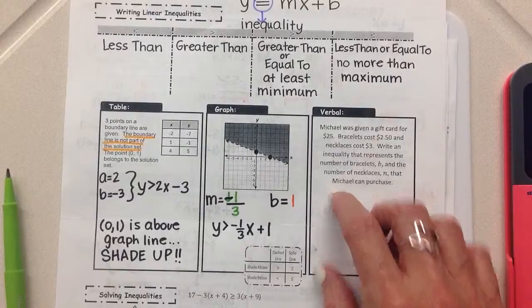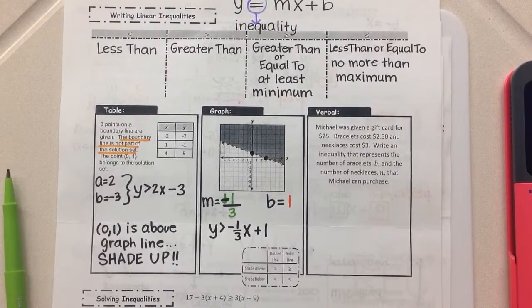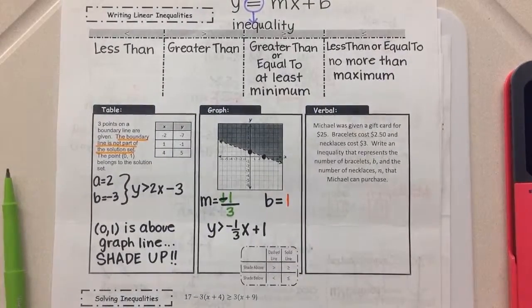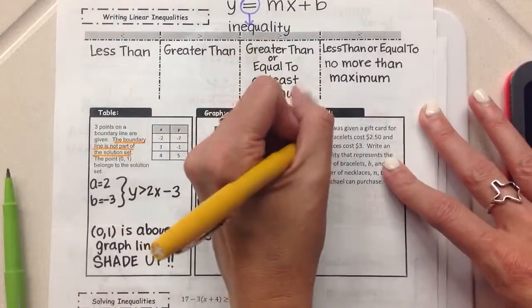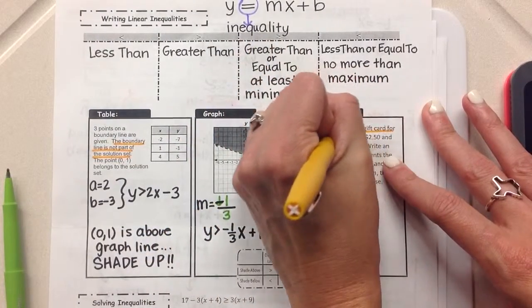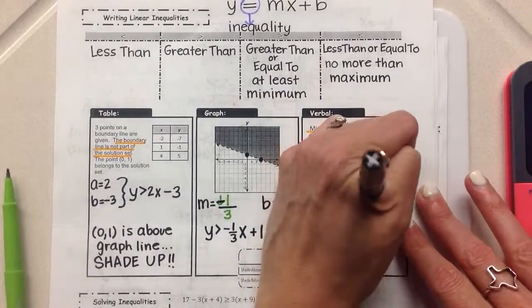All right, now let's look at the verbal. It says Michael was given a gift card for $25. Bracelets cost $2.50, and necklaces cost $3. Write an inequality that represents the number of bracelets B and the number of necklaces N that Michael can purchase. Okay, so I like to deal with the total. So he has a gift card. Michael was given a gift card. So we know that he has money to spend. How much money does he have to spend? He has $25.